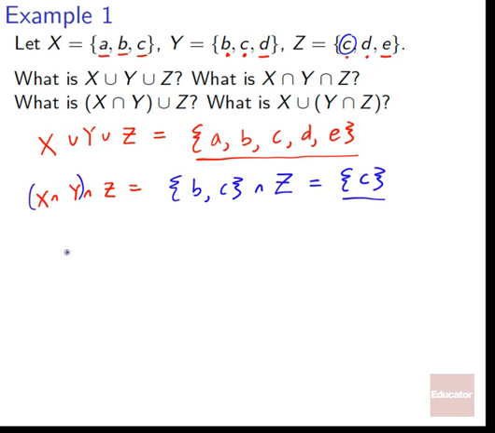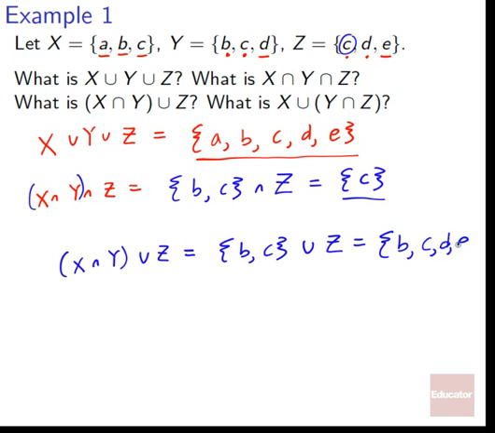So for example, if we had X intersect Y and then union Z, well, we've got parentheses around it. While we haven't explicitly reminded you of the order of operations, I'm sure you remember that you do stuff inside of parentheses first. So if X intersect Y is inside of parentheses, then we have to do it first. So X intersect Y, that spits out B, C. And now we're going to union Z. Z is going to be C, D, and E. So that gives us a total of B, C, D, and E in our set. So B, C, D, E.